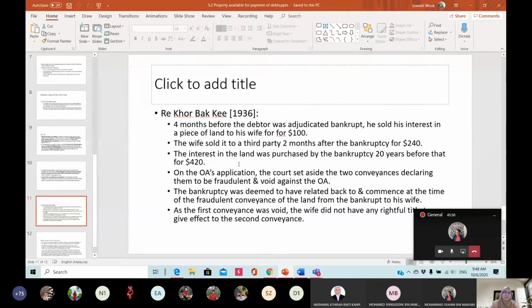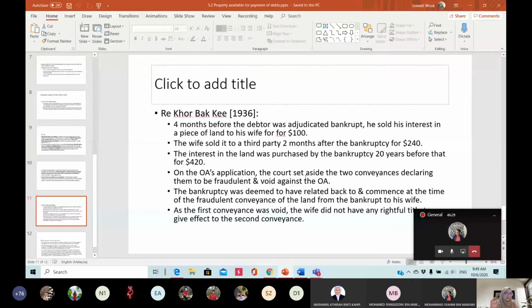Yeah, the purchase price, it should not be the case, sebab jumlah tu rendah sangat. So the 20 years before it was $420, so the market price must be much higher than that. Okay, so this is another situation which may trigger fraudulent intention as well, ataupun we can assume that there is a fraudulent intention on the part of the debtor. So on the official assignee's application, kalau sekarang dia panggil insolvency department lah, so the court set aside the 2 conveyances declaring them to be fraudulent and void against the official assignee.